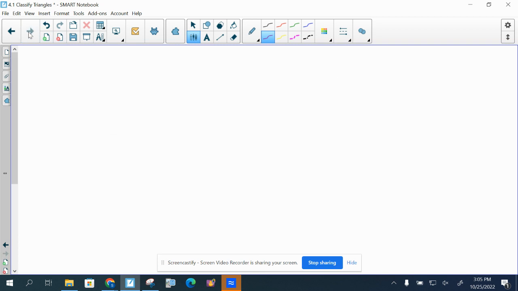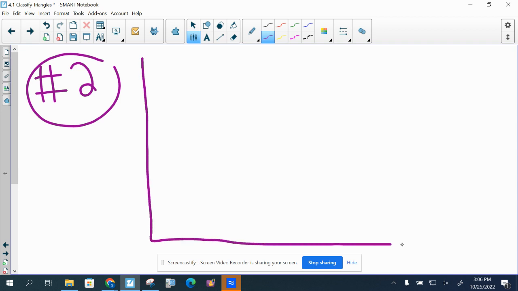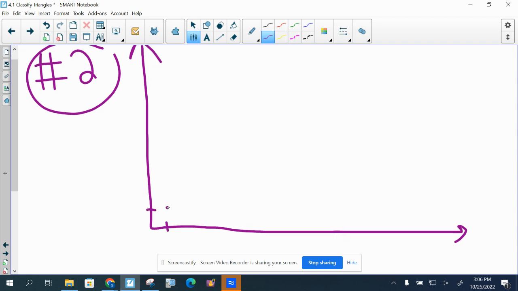Okay, in the notes, if you go back a page, then you'll see the exit ticket. You will do number 2 on the exit ticket. I'll do it right here, because you already did number 1 in the notes. So it was 1, 1, and then 4, 0, and 8, 5.